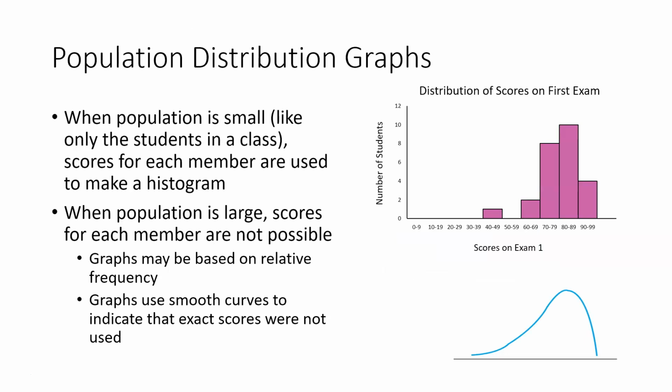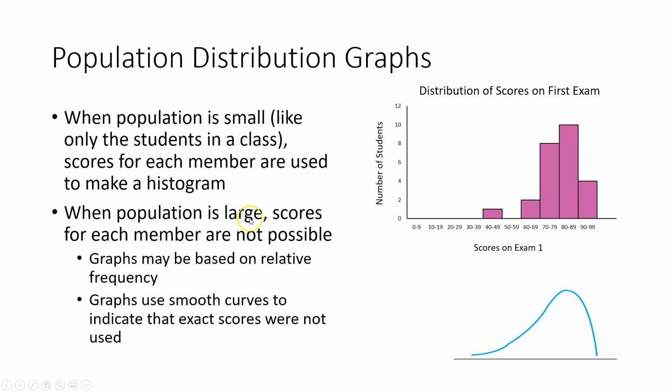When we're drawing population distribution graphs, we might draw bars if the population is very small. Like our class is just about 25 students. The scores for each member in the class would then be used to make a histogram. So we could say these are the scores on exam 1. This is the number of people who got these scores here, here, here, and here.